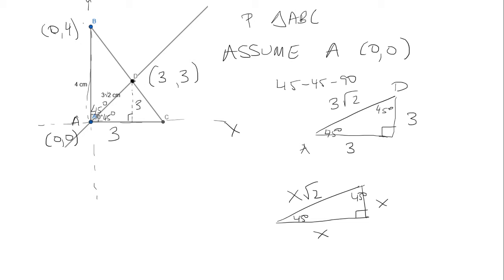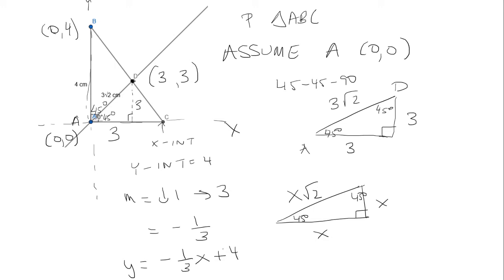Next thing is, notice that BC is a straight line. So we can find the equation of that line, and then we're going to look at the x-intercept of that line. That's going to be where C is. So the y-intercept is 4. The slope, well, we're going to start at B and go to D. So we go down 1, right 3. In other words, that's negative 1 over 3. So now we have our equation: y equals negative 1/3 x plus 4.